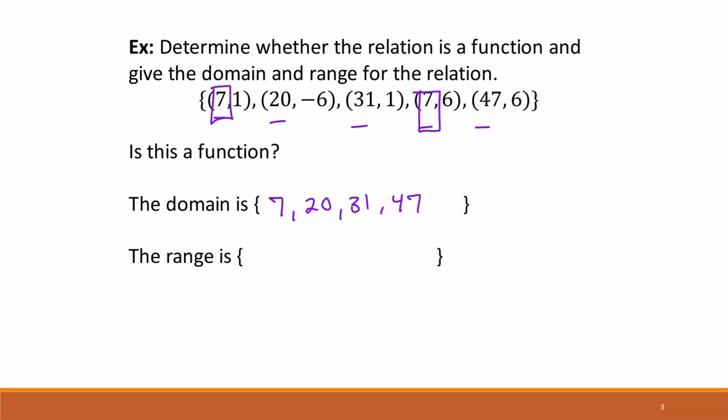Knowing that the 7 occurs twice, we know that these y's don't match. They're not the same y's. So this is not a function, because this x goes to two different y values. We can't have that. So let's go ahead and finish this problem by listing the range. Again, you're just writing the values that are in the y position from least to greatest, and you don't need to write values that repeat.